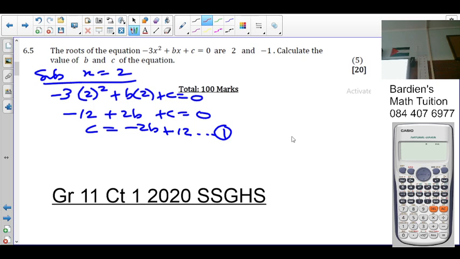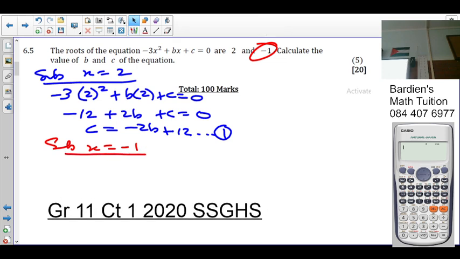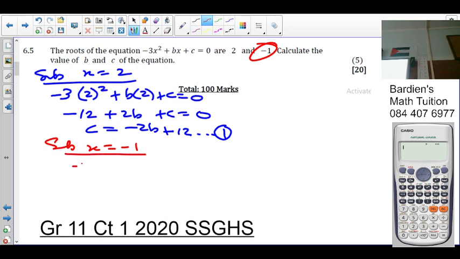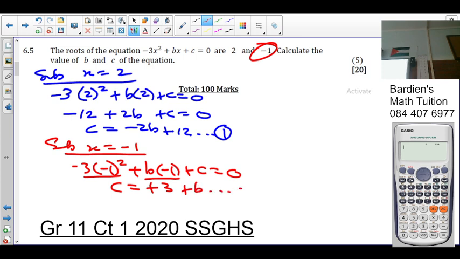On the other hand, we use that x is equal to negative 1. So we substitute x equals negative 1 into the same equation, which is now 3 times negative 1 squared plus b times negative 1 plus c is equal to 0. So c works out to be negative 3 plus b. And that's equation 2. So what do I do now? Set the two equations equal to each other. So you say equation 1 equals equation 2.